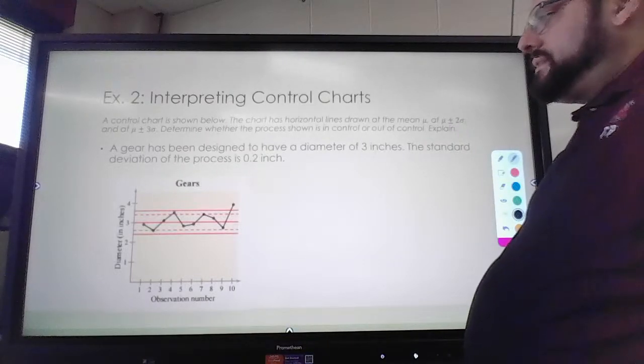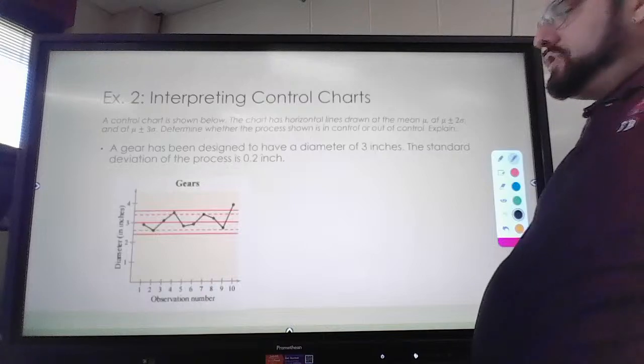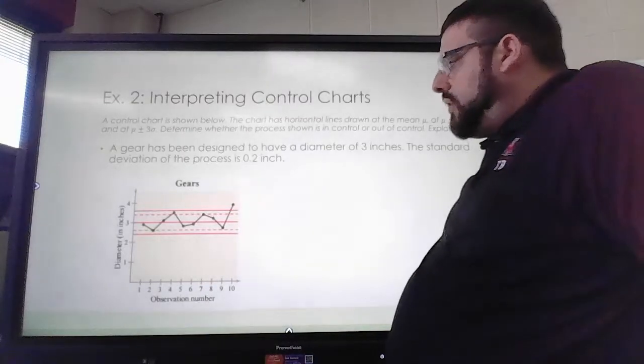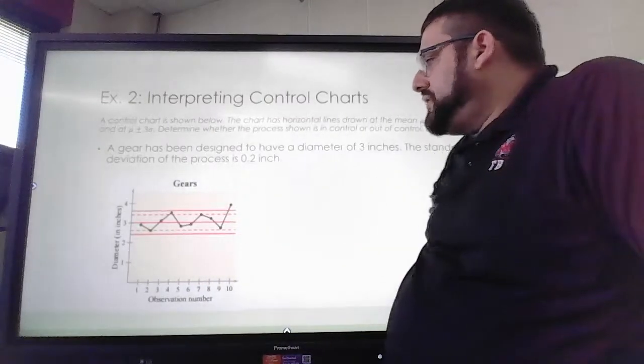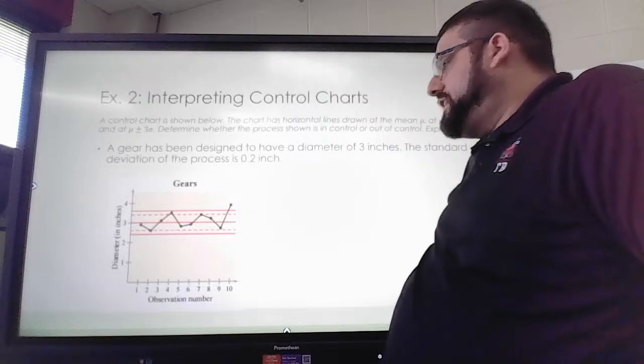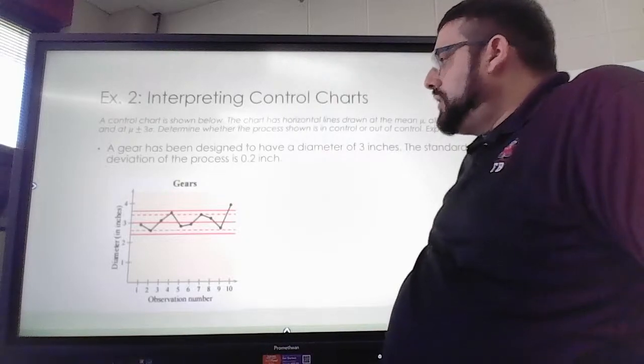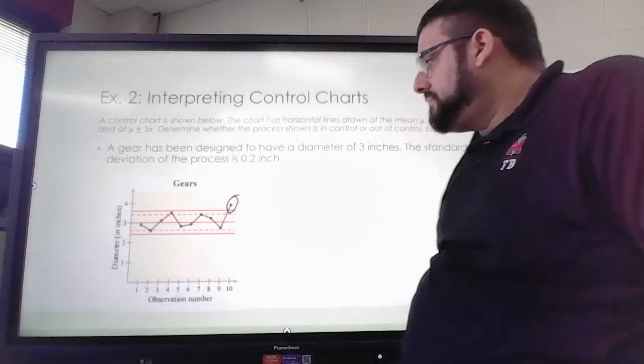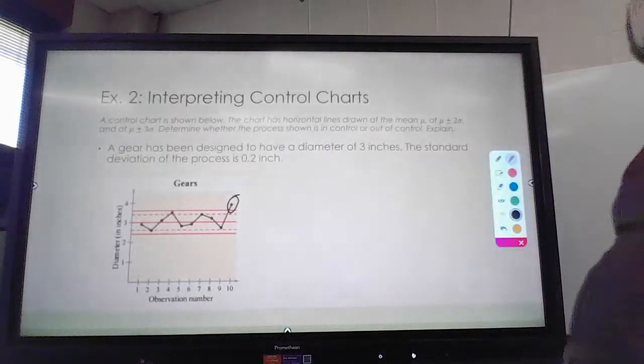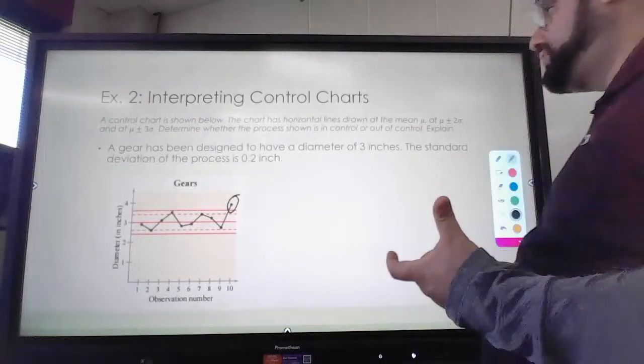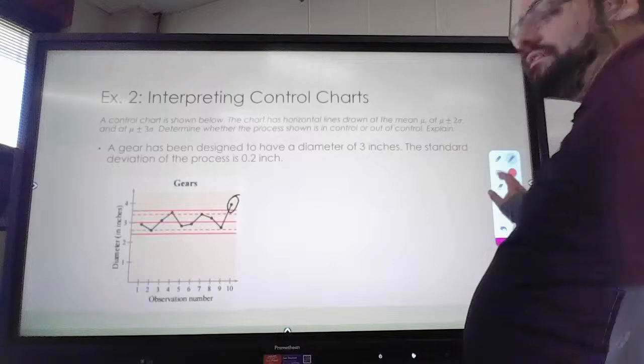Looking at this, I don't see 2 of 3 consecutive points on the outside of the 2 standard dev mark. I don't see a run of 9 consecutive points on the same side of the mean. But this right here, because it's outside the 3 standard dev mark, that's your ticket to know for sure that this is considered out of control.